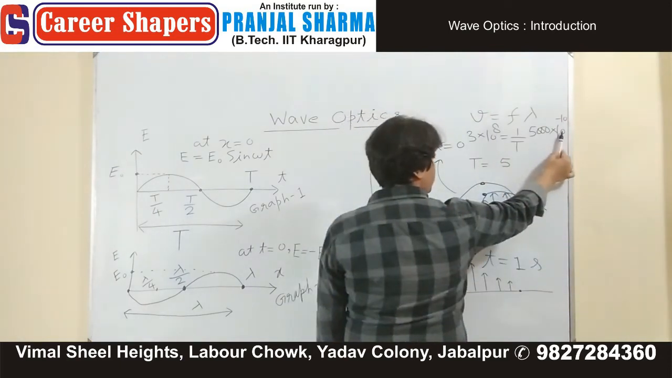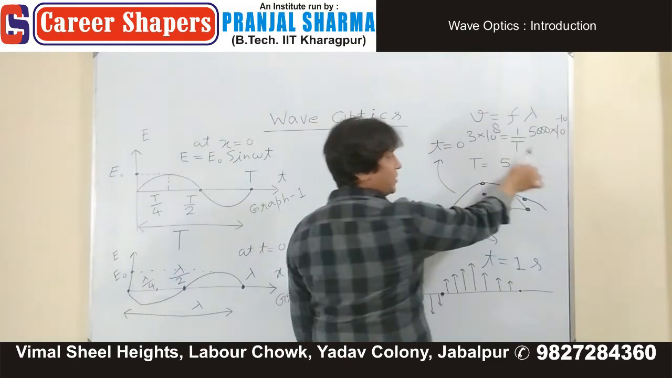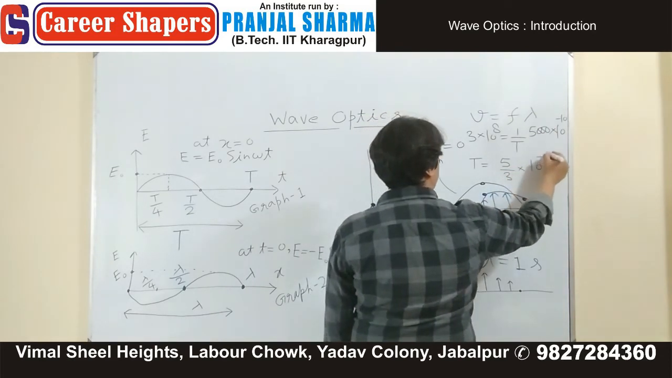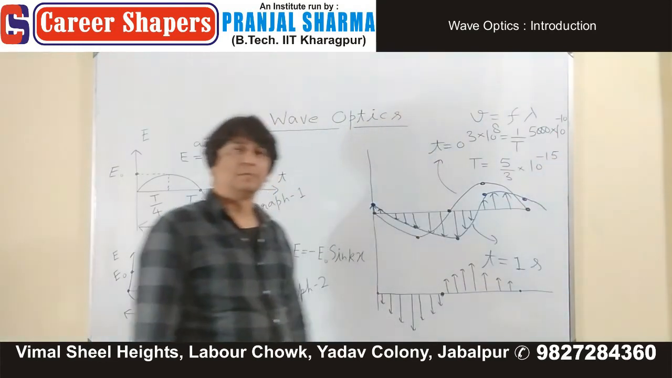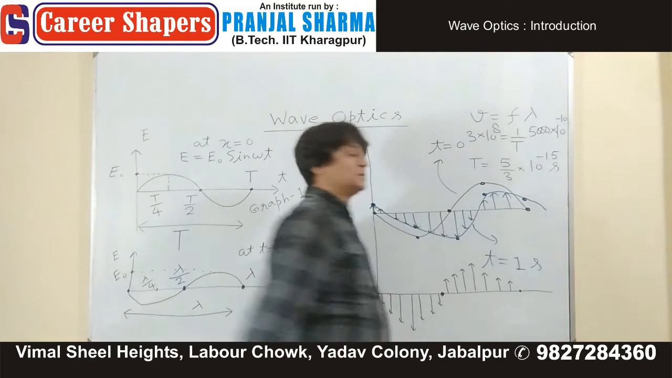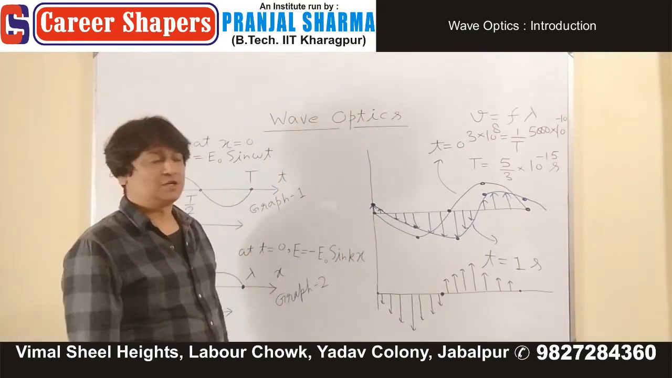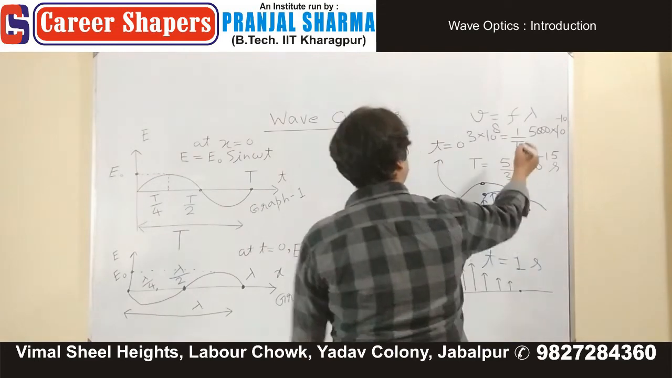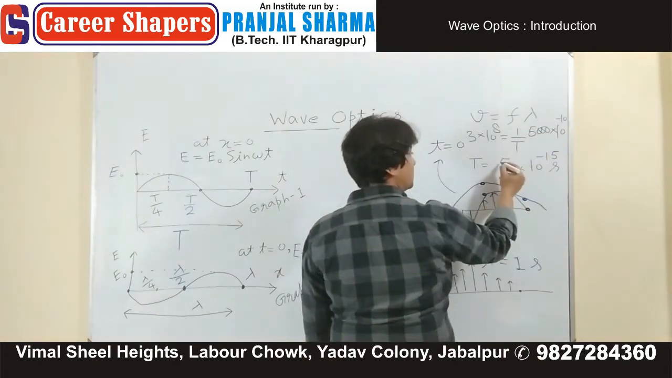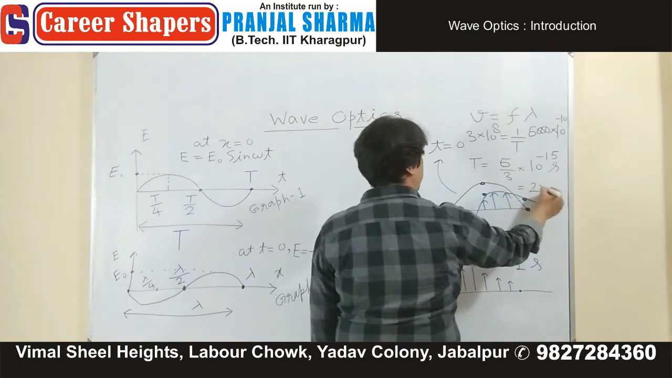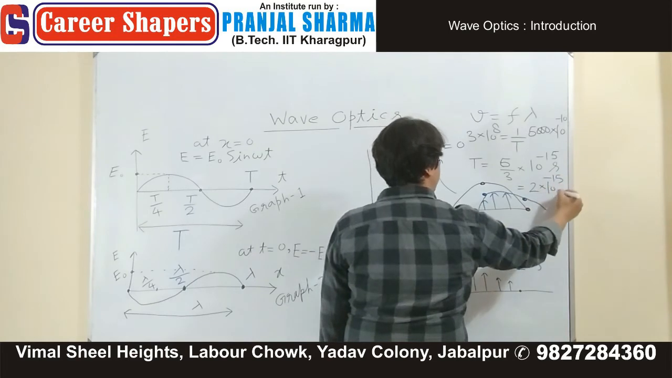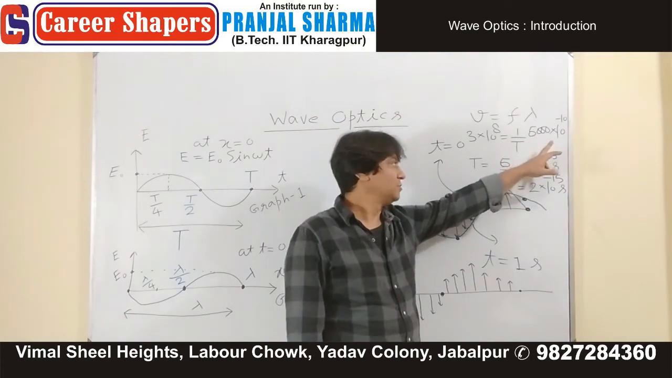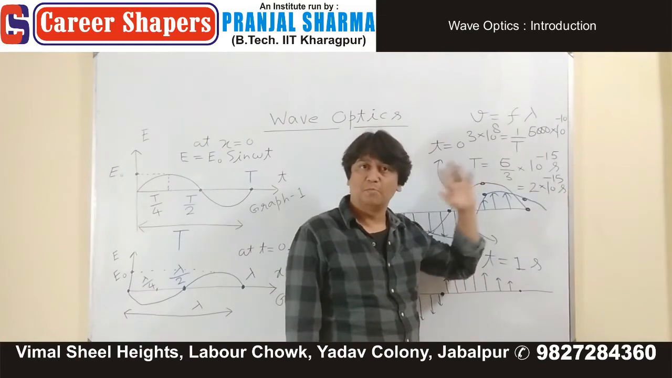Look, 10 to the power minus 7, and this is 10 to the power 8. Denominator, numerator, you get 5 upon 3 into 10 to the power minus 15 seconds. Let's take a wavelength of 6000. This is 6, and the time is coming roughly 2 into 10 to the power minus 15 seconds. For a wavelength of 6000 angstroms, your time is coming 10 to the power minus 15 seconds.